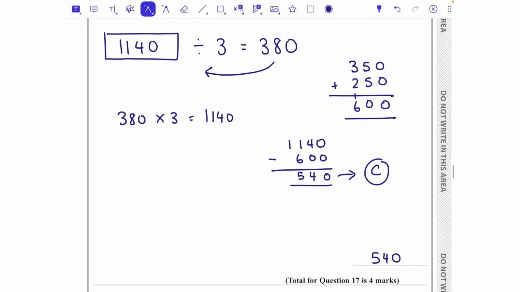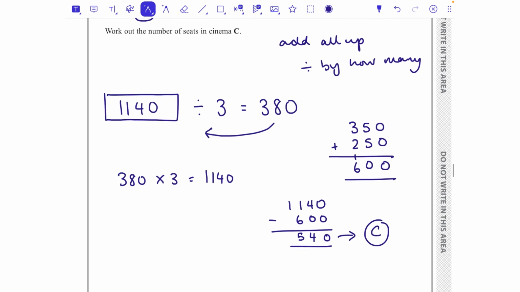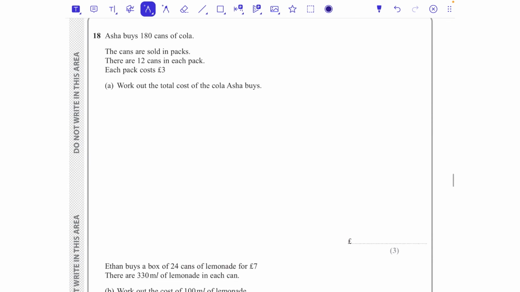540. We knew it needed to add up to 1,140 because when you divide that by 3, you get a mean. And there were 3 cinemas altogether, so that was what they were dividing by when they were dividing by how many. Okay, question 18.